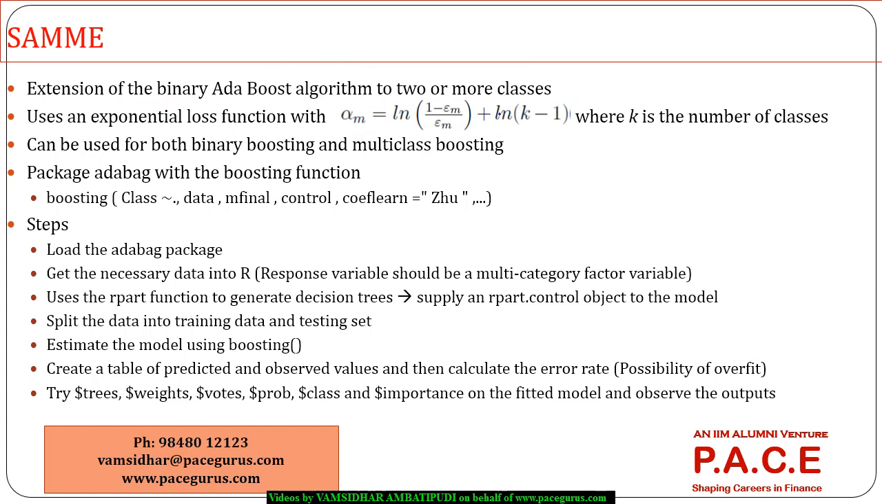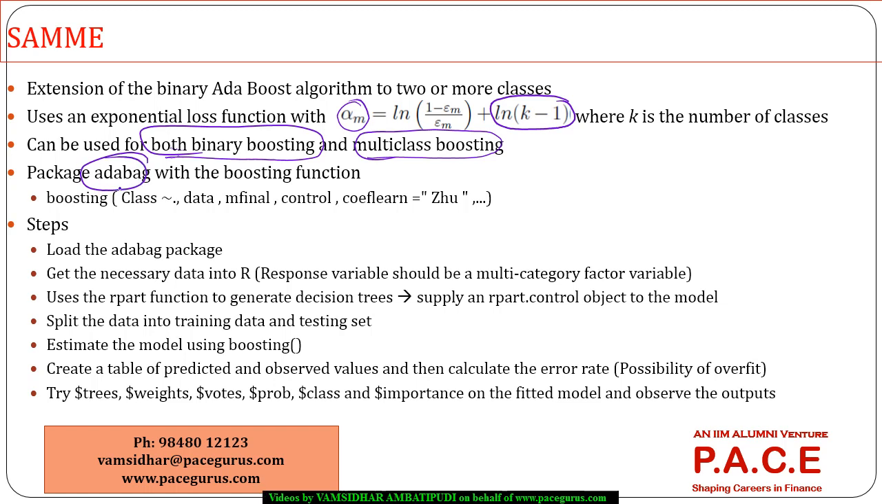Based on the number of categories in the response variable, this term would get added to the overall weightage specific to the iteration. That's the difference between the SAMME algorithm and the AdaBoost algorithm. By setting k equal to 2, I can very well use it for binary boosting, and if k is greater than 2, the same would translate into a multi-class boosting model.